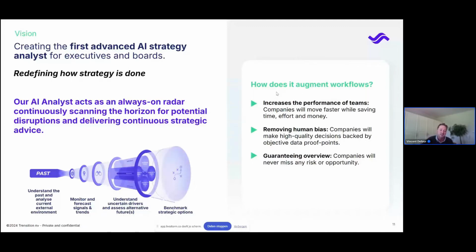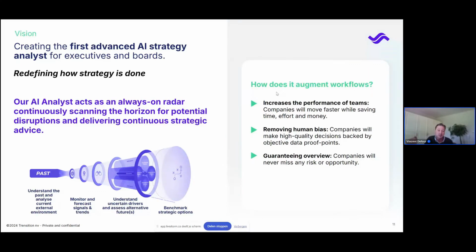And how we see that it can support you and augment your workflows is that it can drastically increase the performance of your teams, because you will be able to move faster while saving time, effort, and money in doing this kind of research. It's not even times 10 in efficiency. It can go to times 100 in efficiency.